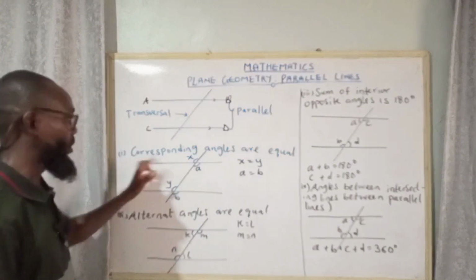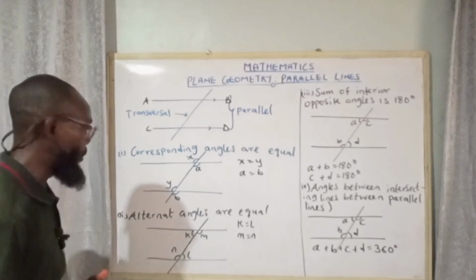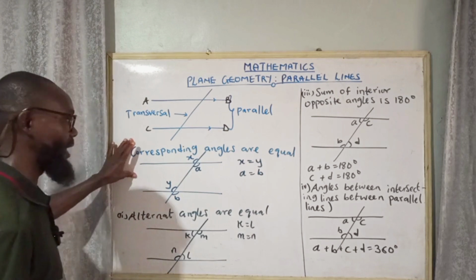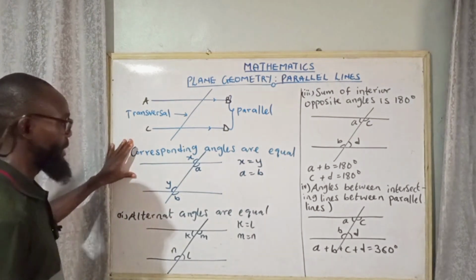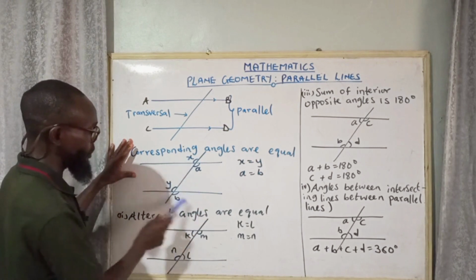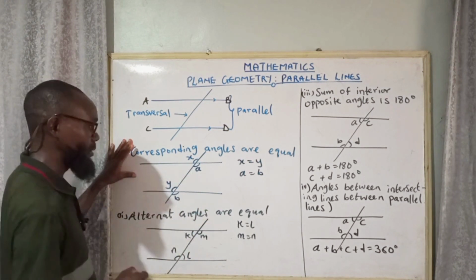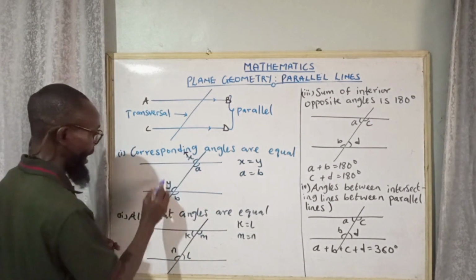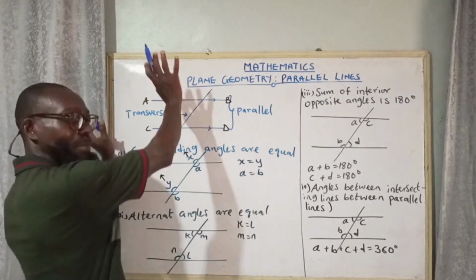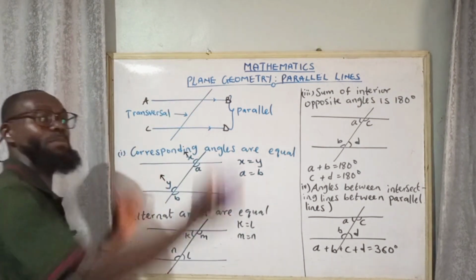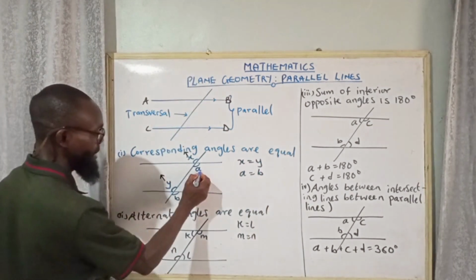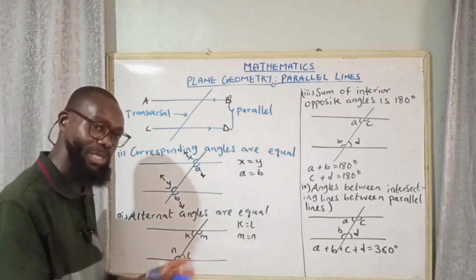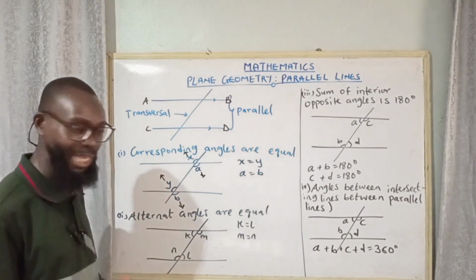Number one, corresponding angles are equal. When we have parallel lines this way with a transversal, we can have corresponding angles on them. Here, angle X is equal to angle Y. They are called corresponding angles. Why? Because angle X is facing up, likewise angle Y is facing up. They are both facing the same place, on the same side. While angle A equals angle B, they are both facing down. When they are facing the same place, we call it corresponding angles are equal.